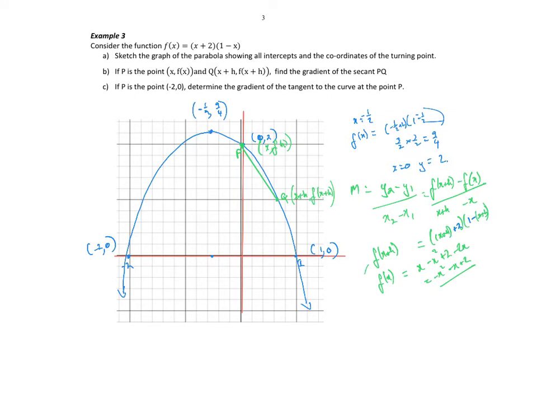I'm going to come down here now. Probably haven't set that up too well. What's that first bracket become? It becomes x plus h plus 2. It's very messy, isn't it? x plus h plus 2 times 1 minus x minus h. There's no easy way to expand this. Equals. So just x, boom, boom, etc.